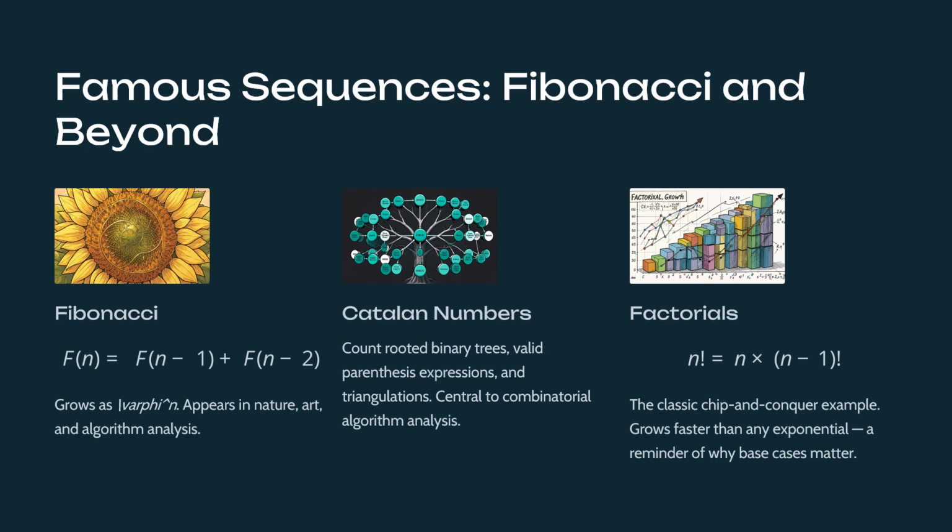The third example is factorial. Its recurrence is n factorial equals n multiplied by (n-1) factorial. Although simple, factorial grows extremely fast, illustrating why recursive algorithms sometimes become computationally expensive.